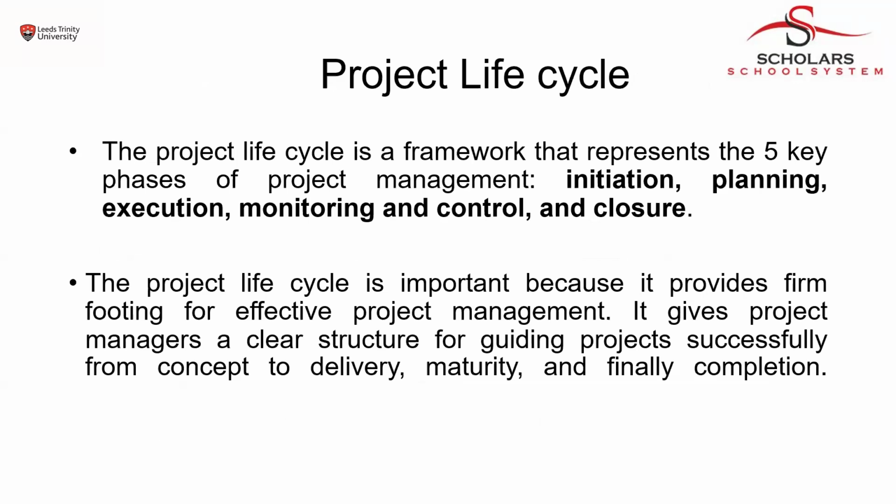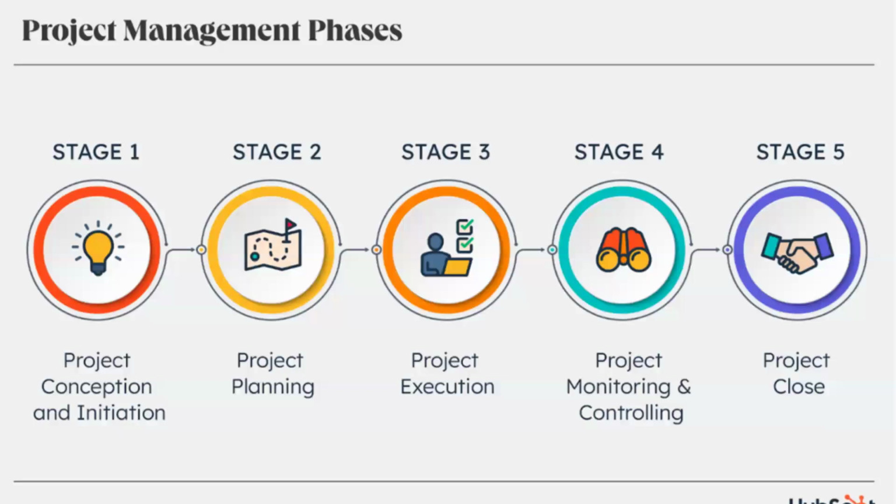So the project life cycle is a framework that represents the key phases of project management: initiation, planning, execution, monitoring and control, and closure. The project life cycle is important because it provides firm footing for effective project management. It gives project managers a clear structure for guiding projects successfully from concept to delivery, maturity, and finally completion. So the project management phases: stage 1, project conception and initiation; stage 2, project planning; stage 3, project execution; stage 4, project monitoring and controlling; and stage 5 is project close.